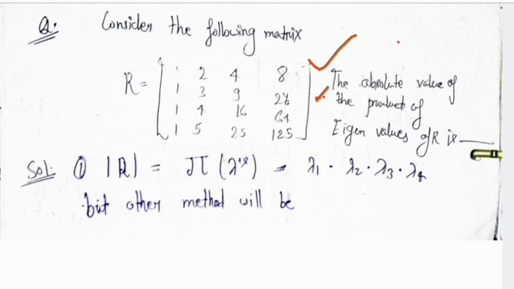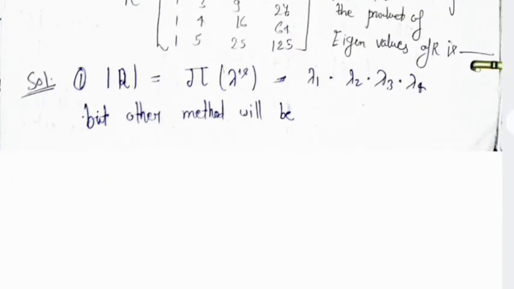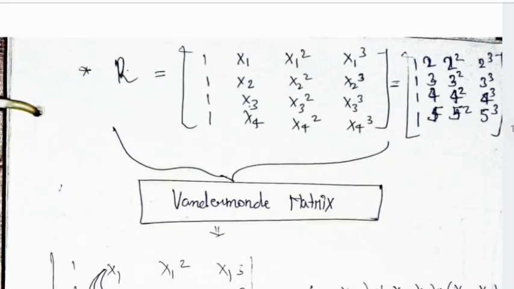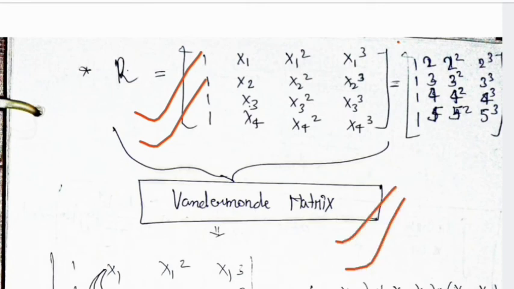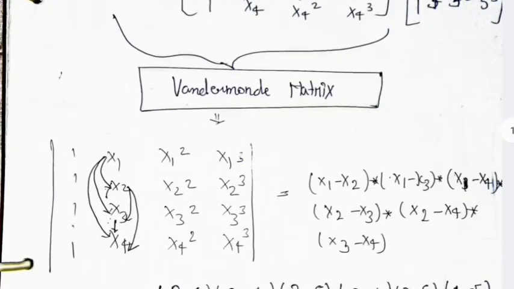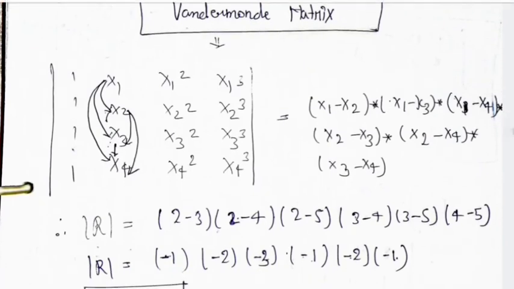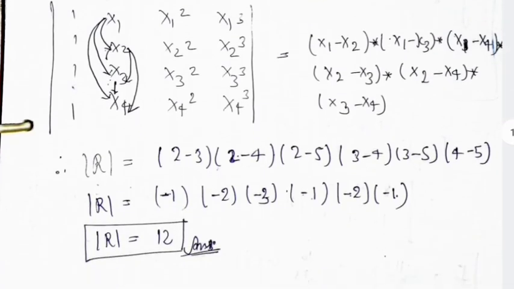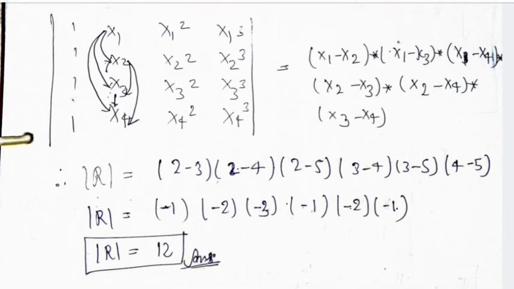Now come to the next method. The matrix is given in this format, which is known as the Vandermonde matrix. After simplifying the matrix, we get this type of matrix. For the Vandermonde matrix, the determinant is given by the formula: x2 minus x1, and so on.